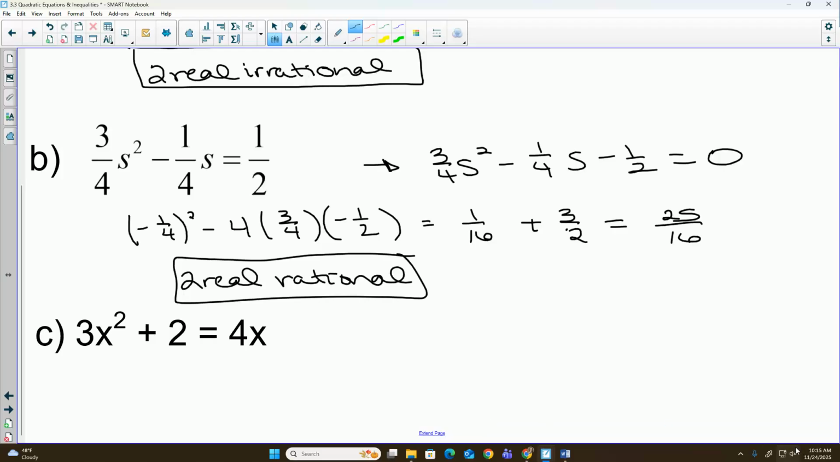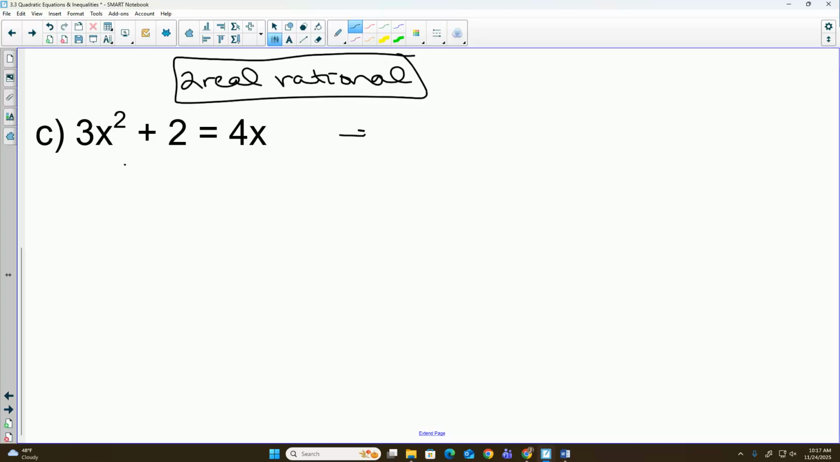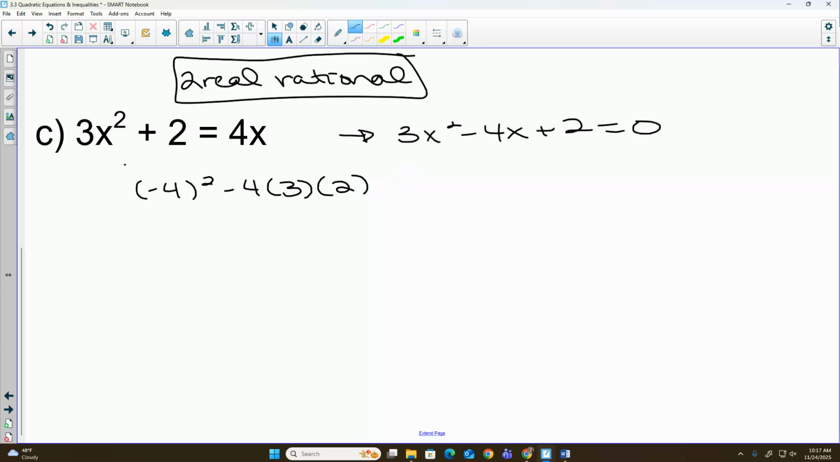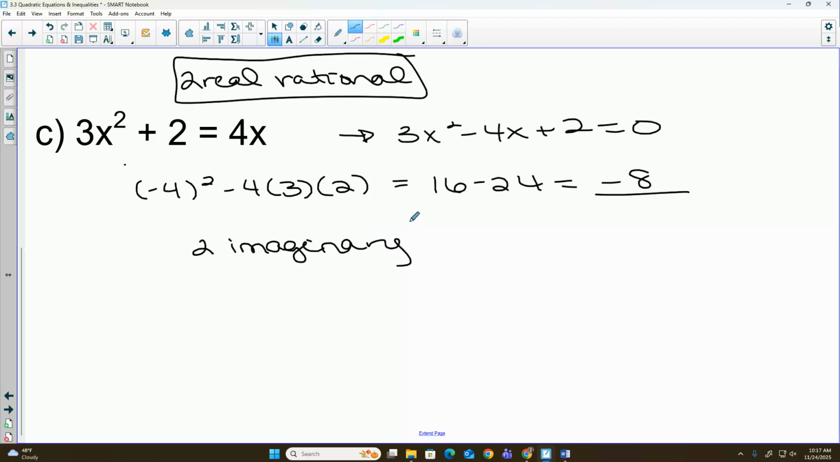I want you guys to do C. Please subtract over 4x. B squared minus 4AC is 16 minus 24, or negative 8. That's our discriminant. That's negative, so that means we get imaginary solutions. Good. All right. Any questions about those?